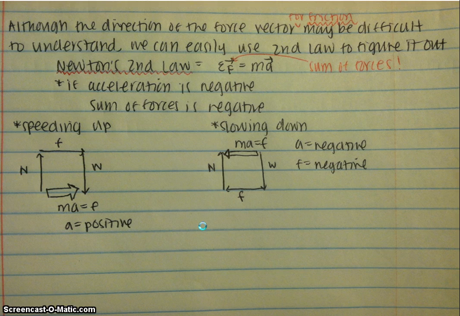And speeding up, we see that weight and normal don't change, but friction does, and whenever friction is moving in the positive direction, the sum of forces is going to be equal to mass times acceleration. Whenever it's moving in the positive direction, so will mass times acceleration. Therefore, acceleration will be positive, and it's the same relationship slowing down. So there's a direct relationship between the two.